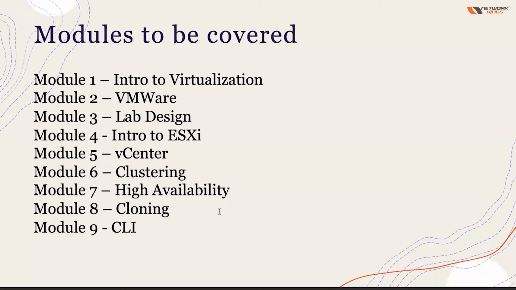Okay, then in the fourth module we are going to start talking about ESXi. Okay, the hypervisor created by VMware. How does it work? What other components are coupled with ESXi so that it makes up vSphere? Okay, so after we talk about ESXi, we are going to talk about the second component, which is vCenter.